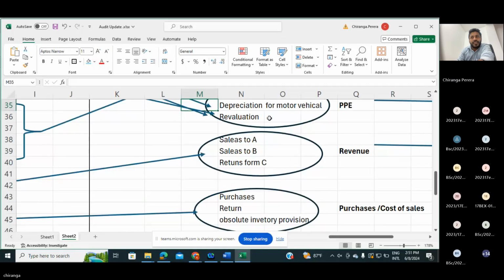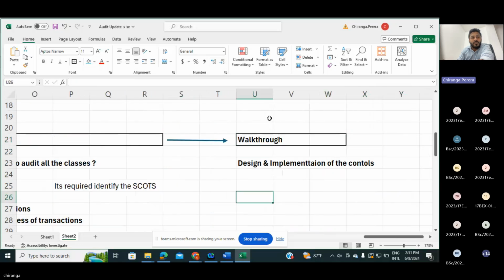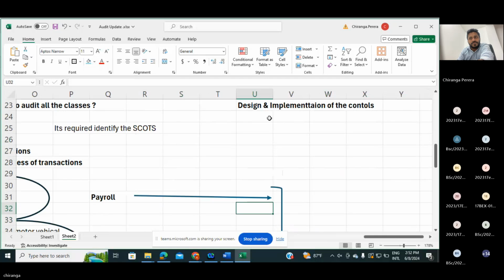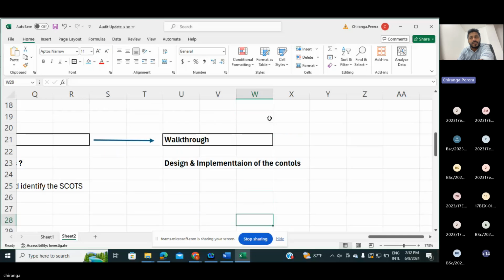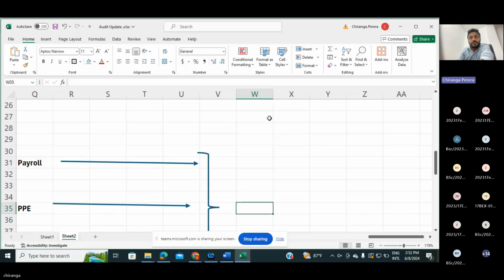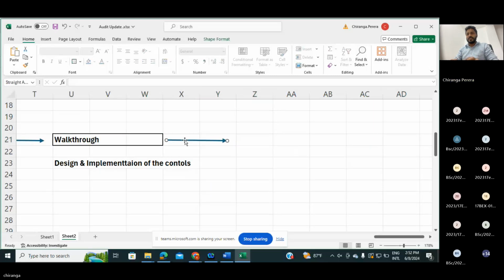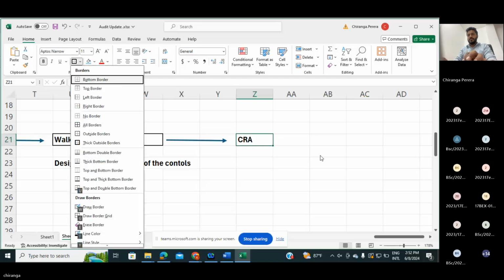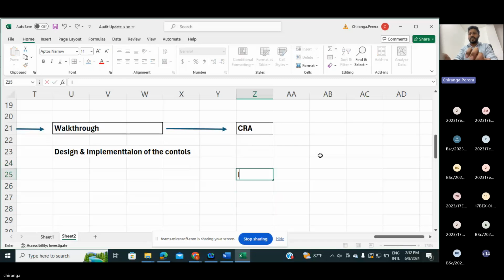Now we are in the walkthrough stage. Now we completed the walkthrough. So the walkthrough is the key element, key resource to complete the combined risk assessment, right? Next step is what? Combined risk assessment, CRA. Combined risk assessment consists of inherent risk, loss, and the control risk.